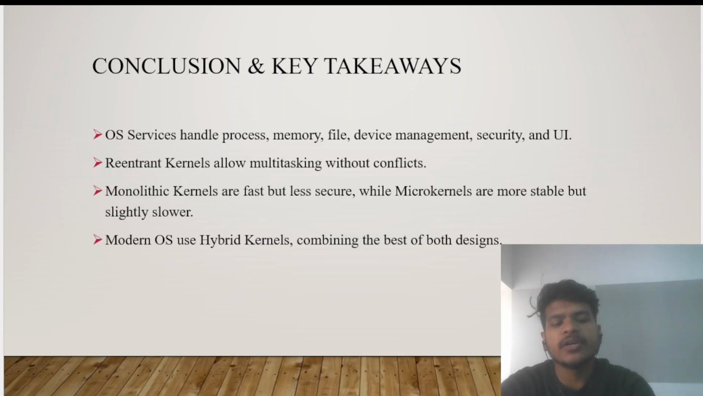So, what have we learned so far? Let us summarize. Firstly, we learned about operating system services, which include process management, memory management, file system, device management, security, and UI. Then we learned about reentrant kernels. They allow multiple processes to use kernel functions simultaneously, improving multitasking. Then we learned about monolithic kernels. They are fast but hard to modify, while microkernels are secure and easy to update. Both designs, monolithic and microkernel, have their own pros and cons, and modern operating systems often use a hybrid approach to get the best of each kernel. Yes, so we combine the advantages of both kernels and then use that in our system.